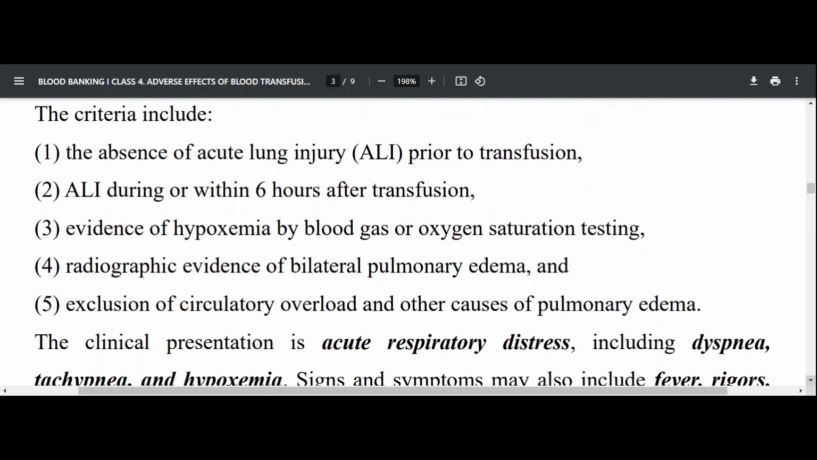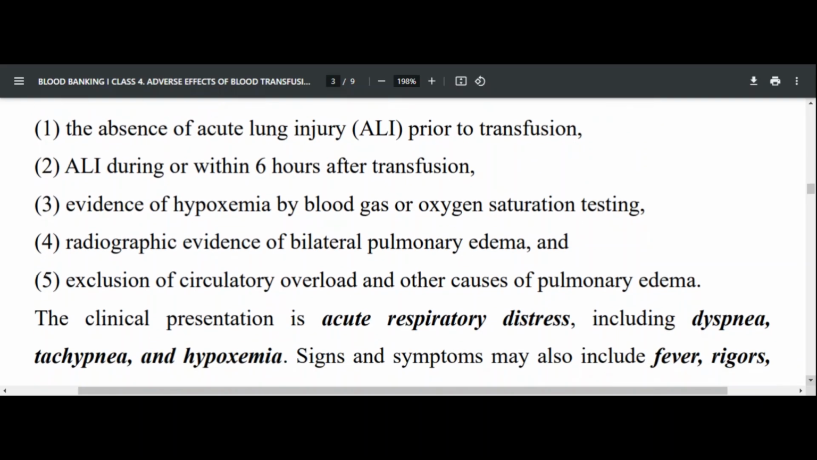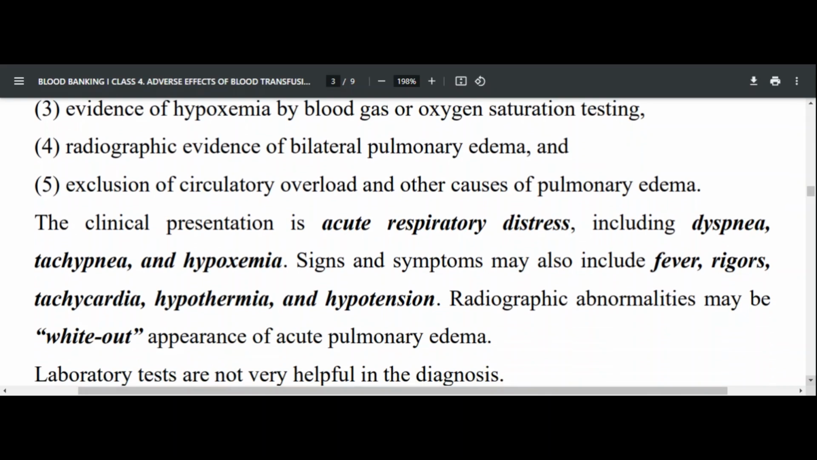Then exclusion of circulatory overload, because this is another reaction called TACO. TACO we shall see down here, along with other causes of pulmonary edema. You have to exclude them. Another thing you have to make sure of is the clinical presentation of a patient experiencing acute lung injury. Those presentations include acute respiratory distress, which includes dyspnea, tachypnea, and hypoxemia, right? Those are the manifestations of acute respiratory distress.